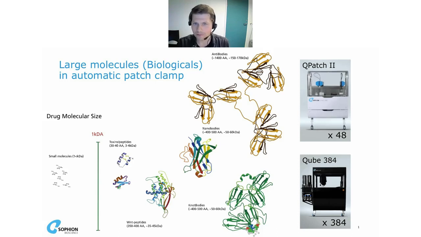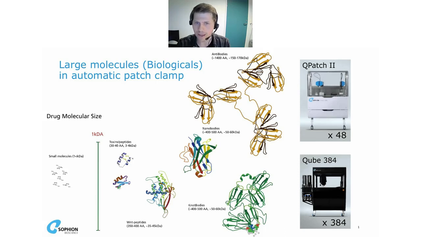One way of classifying large molecules, or biologicals as some are referring to them, is via this line you see I made in green. The small molecule drugs are the ones smaller than 1 kilodalton, and then on the other side you see the large molecules, hence the name.